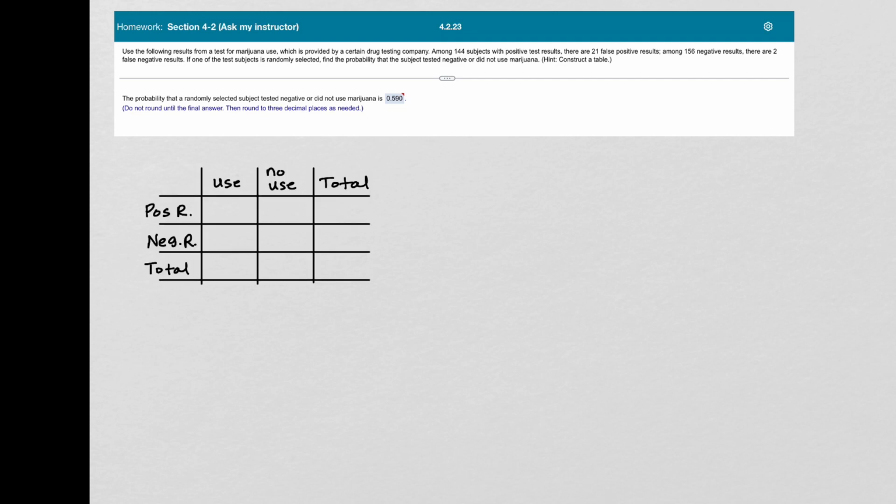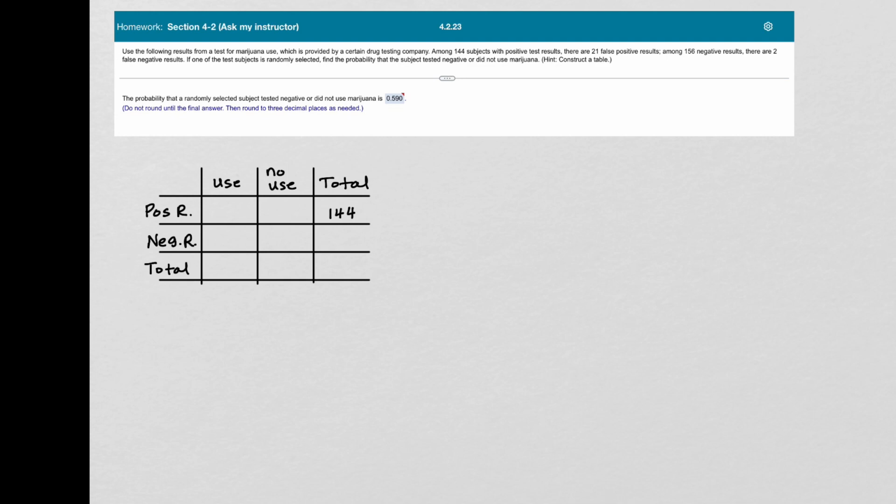Okay, so I've set up my table. I have positive result, negative result, and then used marijuana or did not use marijuana. So in the problem it says among 144 subjects with positive test results, so that means that there's a total of 144 with positive test results.